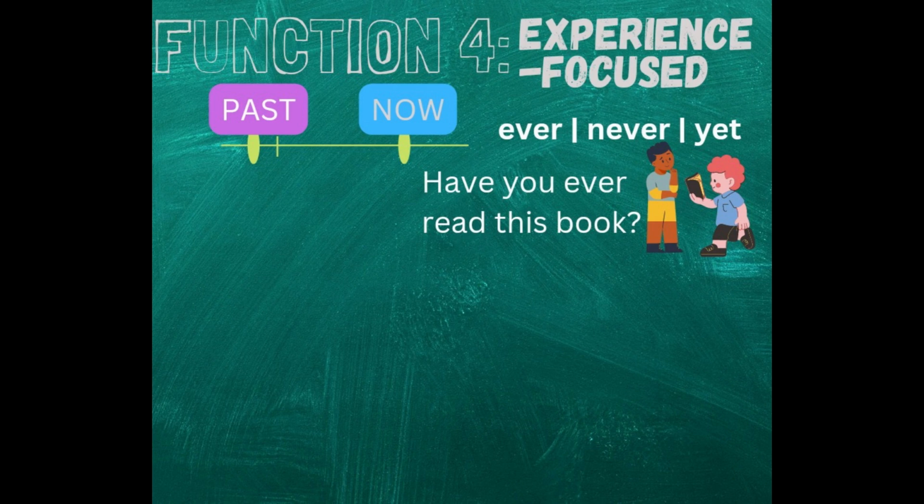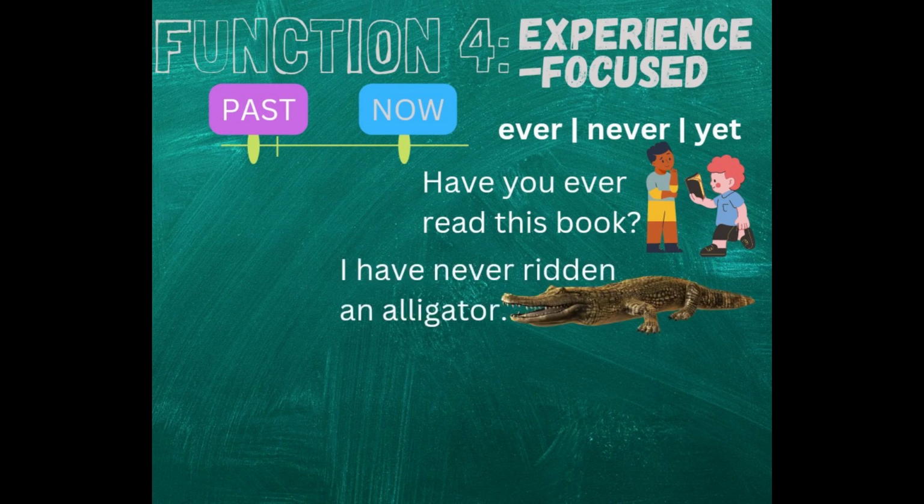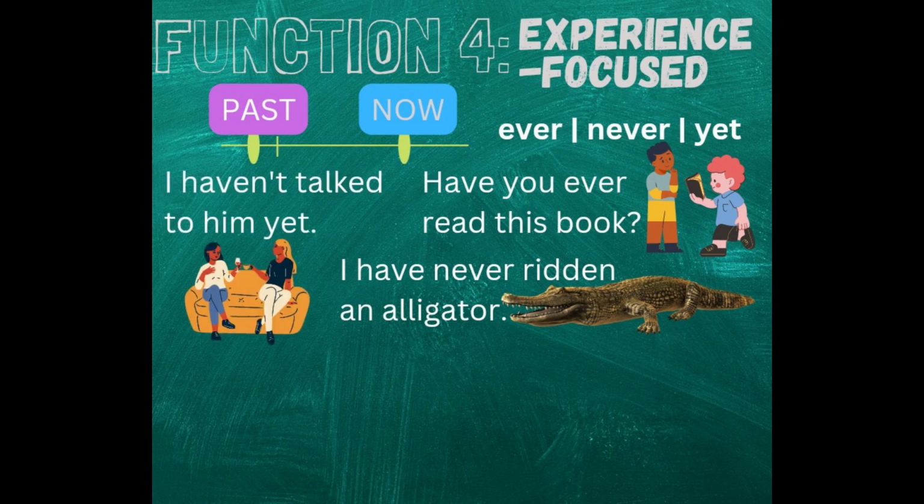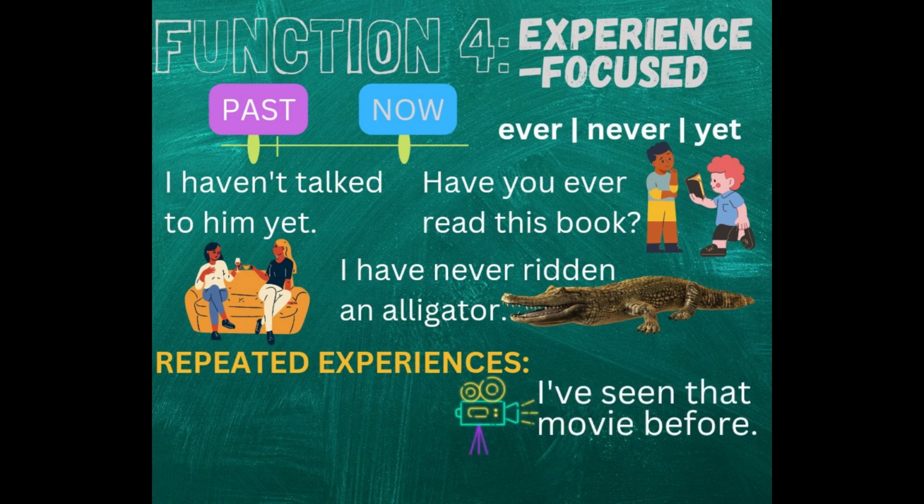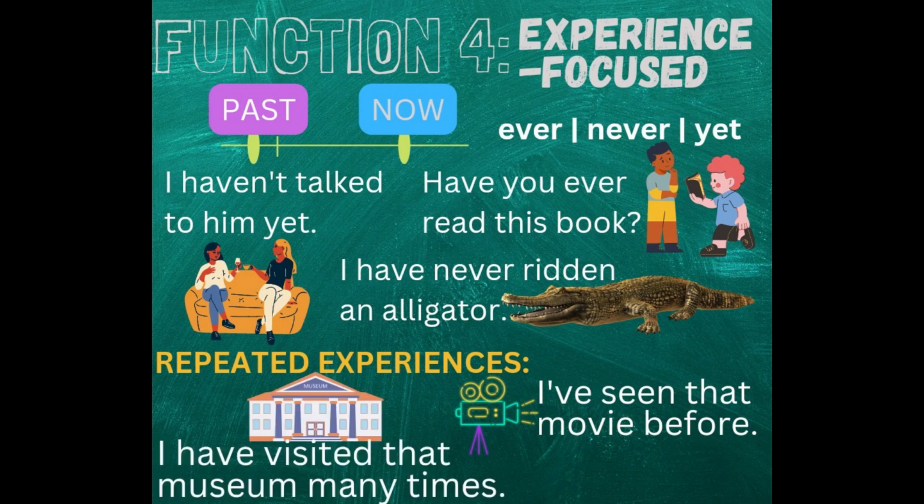Have you ever read this book? I've never ridden an alligator. I haven't talked to him yet. You can also use it to talk about repeated experiences. Here are some examples. I've seen that movie before. I have visited the museum many times. Now think about your own experiences and try to write down your own 5 present perfect sentences.